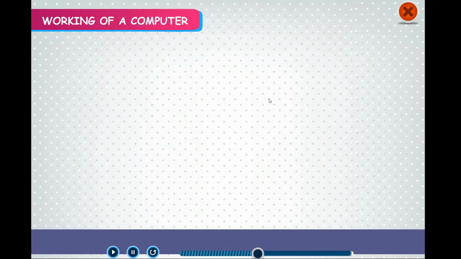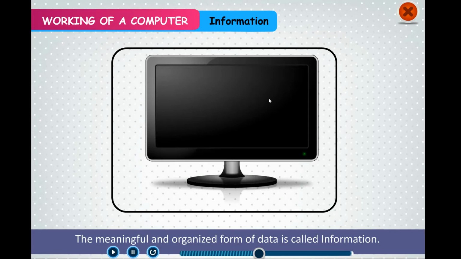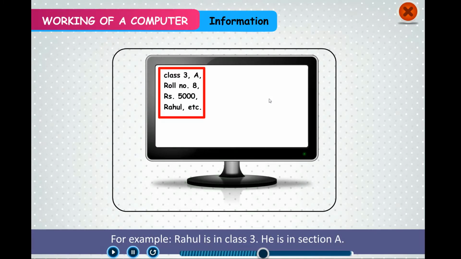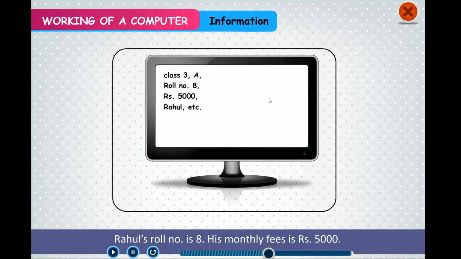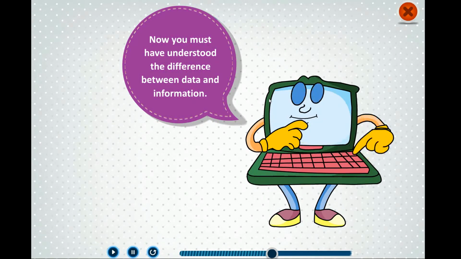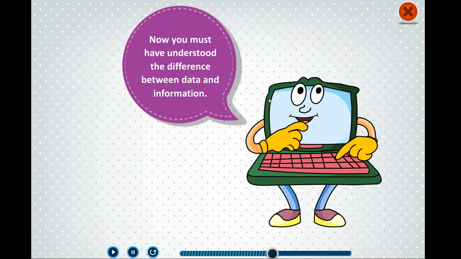Information. The meaningful and organized form of data is called information. For example, Rahul is in class 3. He is in section A. Rahul's roll number is 8. His monthly fees is rupees 5,000. Now you must have understood the difference between data and information.